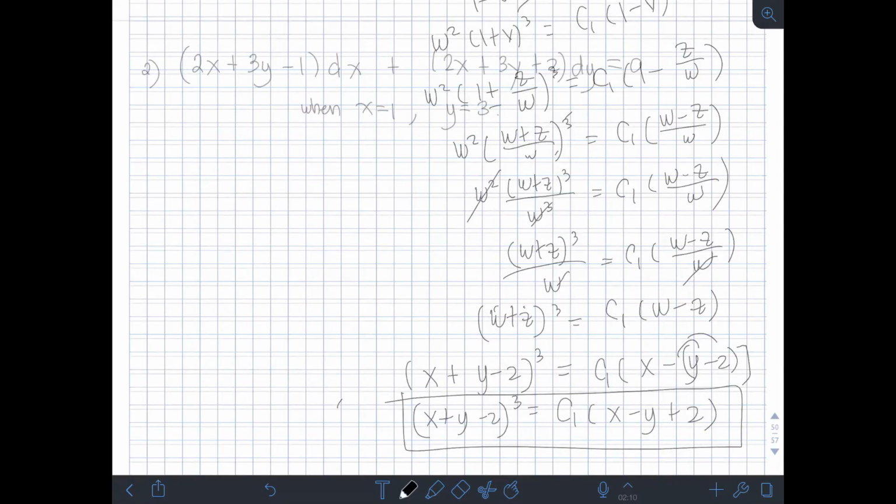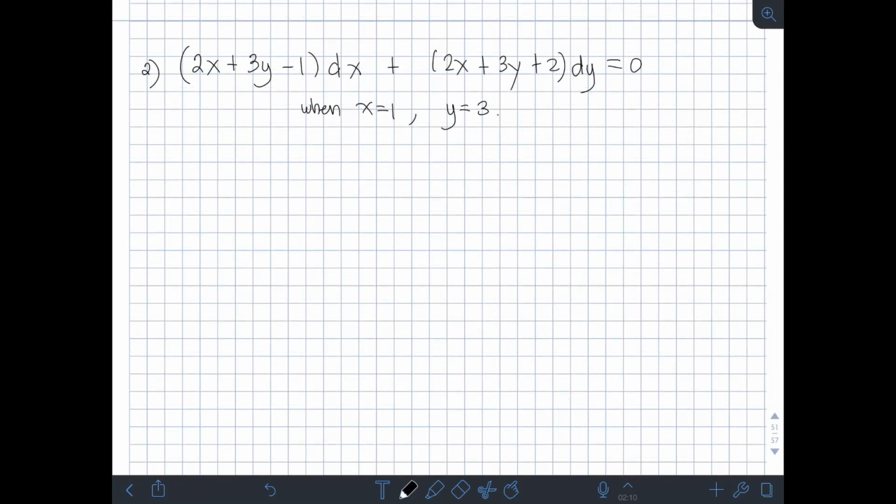Okay? Next, we have quantity 2x plus 3y minus 1 dx plus quantity 2x plus 3y plus 2 dy equals 0 when x is equal to 1, y is equal to 3. Okay, so meron tayong particular solution dito kasi meron tayong condition na when x is equal to 1, y is equal to 3. Okay, so check muna natin kung case 1 ba o case 2. Obviously, case 1 kasi pareho sila ng numerical coefficients dun sa M at N functions natin.